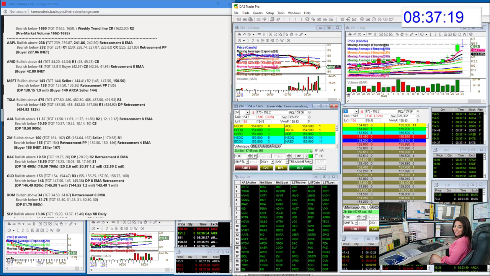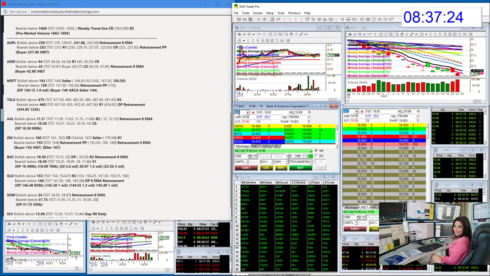All right, let's go to Bank of America. This is a huge winner yesterday. So today we're going to be bullish above 19.50. And we're going to be bearish below 18.50 for BAC.